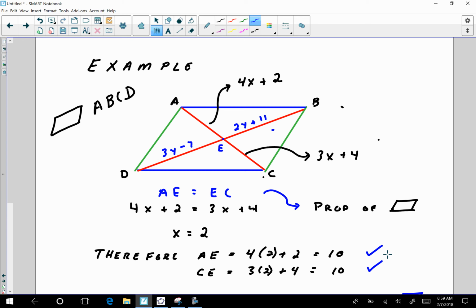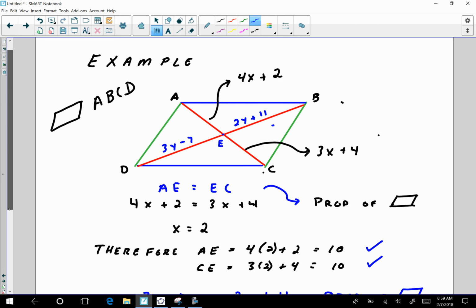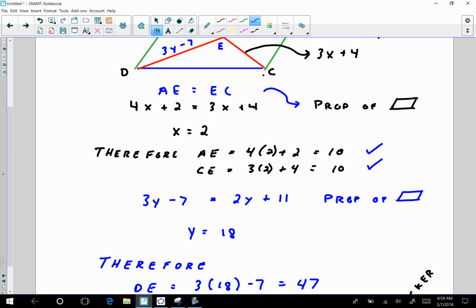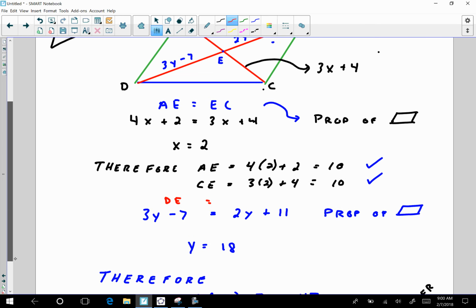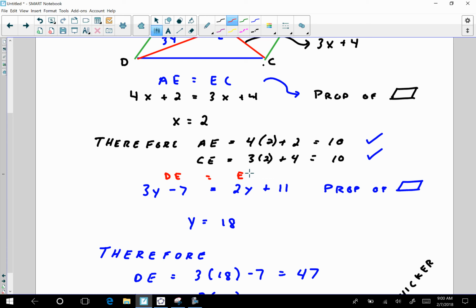So let's find out what the value of y is now and find DE and EB. Again, I'd like to start off by making the statement, in red, that DE is indeed equal to EB. These algebraic expressions were given in the problem, and now I have this algebraic equation that I'm going to solve very easily. I picked out some easy ones to solve.